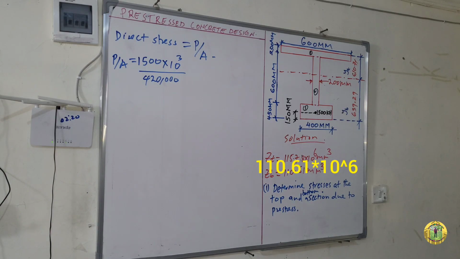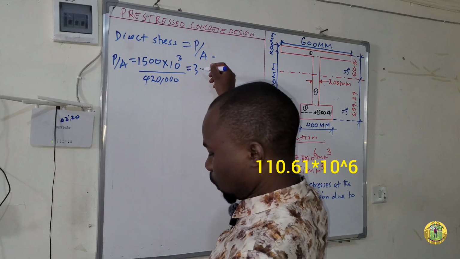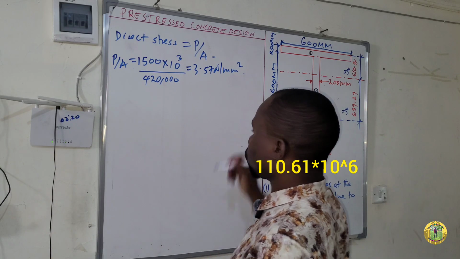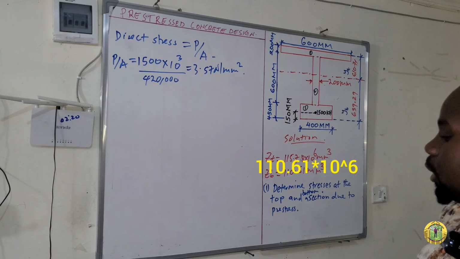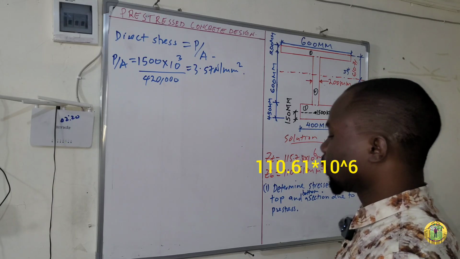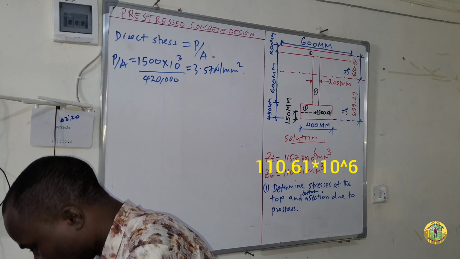So 1500 times 10 to the power of 3 divided by 420,000. You will get 3.57, so this one is equal to 3.57 Newton per millimeter square. And then we proceed to the stress due to pre-stressing.